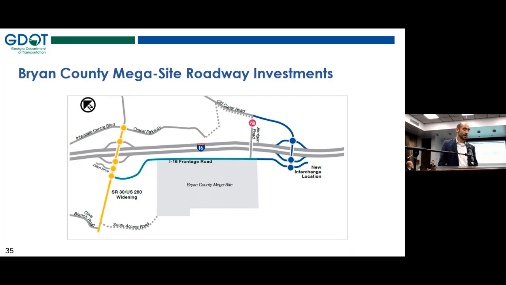Portfolio of projects. So a widening of the existing state route there, US 280 in this case, along the western side of the mega site, a new frontage road, which will activate the entirety of the frontage, the entirety of the mega site, and then a brand new interchange at Old Kyler Road to allow for that secondary access. This site is almost 3,000 acres. Ms. Purcell can attest to the size and the scale of this.